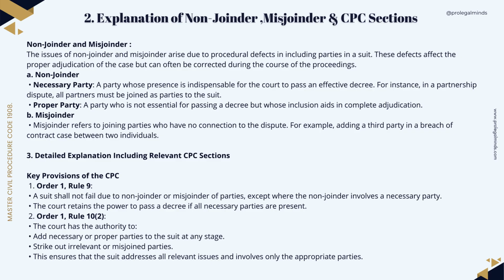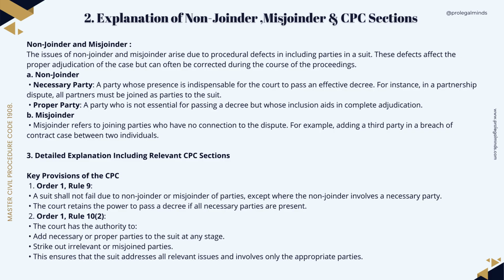3. Detailed explanation including relevant CPC sections. Key provisions of the CPC. 1. Order 1, Rule 9. A suit shall not fail due to non-joinder or misjoinder of parties, except where the non-joinder involves a necessary party. The court retains the power to pass a decree if all necessary parties are present.